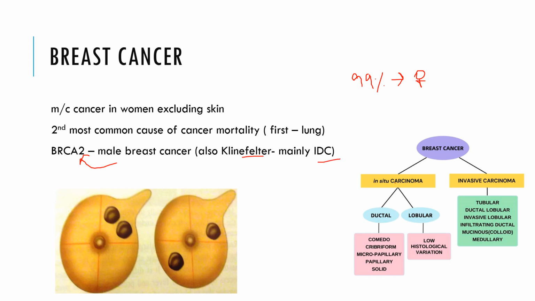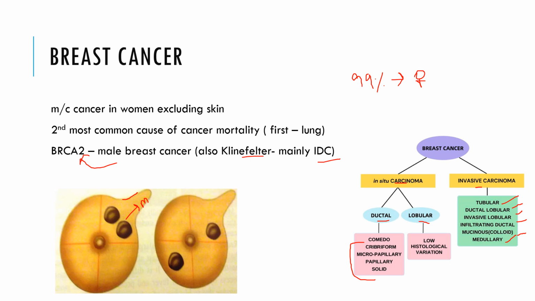So breast cancer can be in situ carcinoma or invasive carcinoma. In situ can be ductal or lobular. Ductal can again be comedo type or non-comedo type. Comedo is more aggressive than non-comedo. Non-comedo types are cribriform, micropapillary, papillary or solid. Lobular does not have much histological variation. Invasive can be tubular, invasive ductal-lobular, invasive lobular, infiltrating ductal, mucinous or colloid, medullary, and inflammatory, which is one of the worst prognosis.